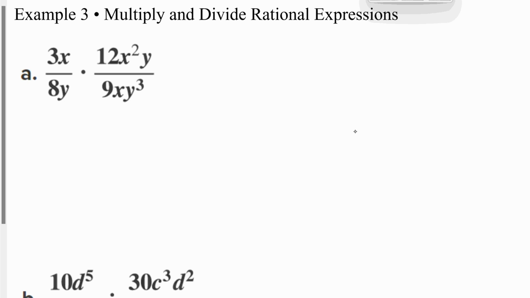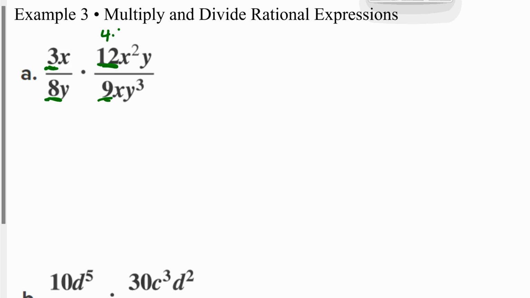Number 3 here, multiplying and dividing rational functions. Okay, so again, there's no adding or subtracting, so that means it's all multiplication, so I can just cancel out common factors, right, because there's no adding or subtracting in here. So across the top, we can just look at these 12s and 3s and 8s and 9s, and I can just break them down to their factors, right?